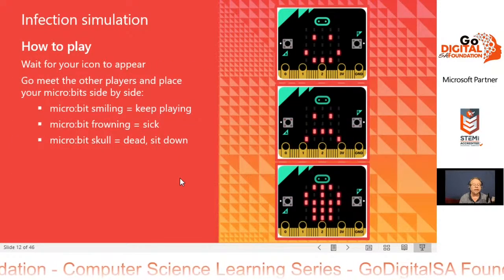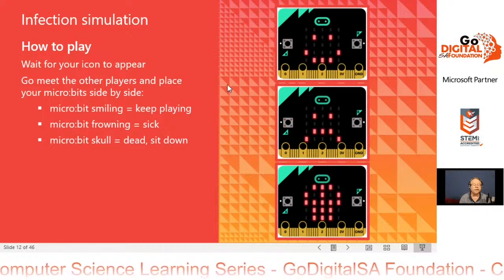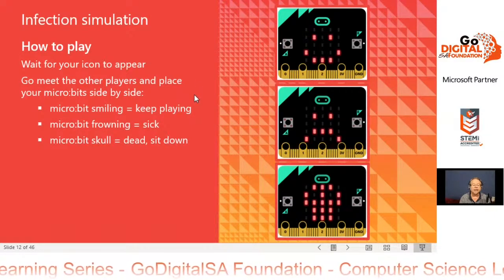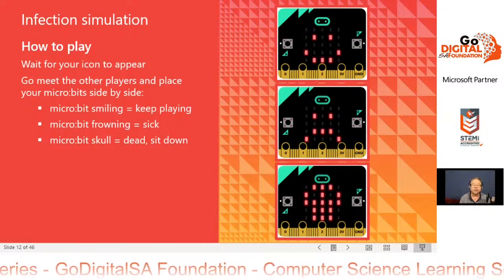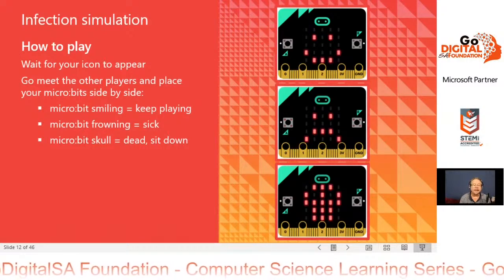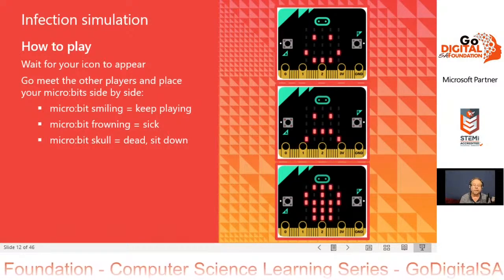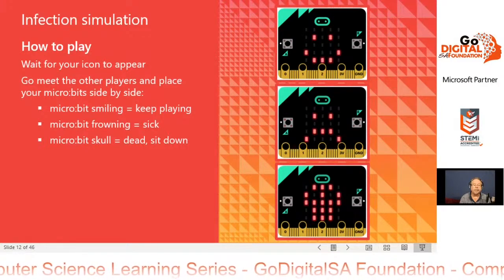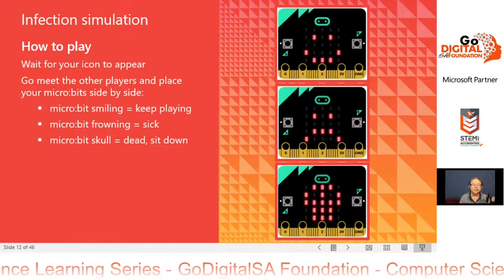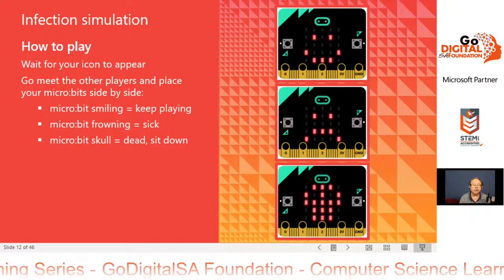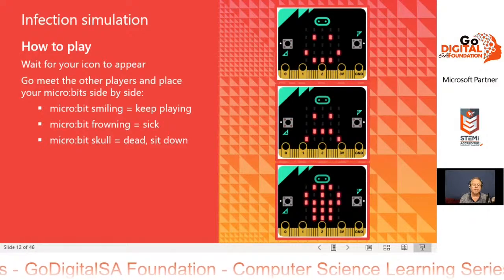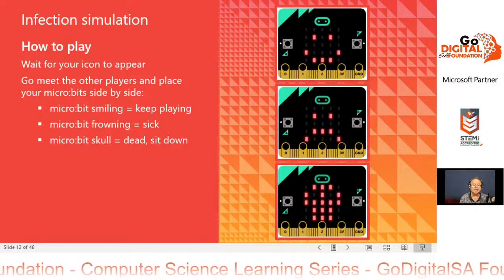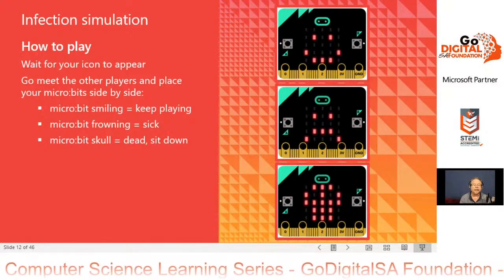Okay, so how to play? You wait for an icon to appear, then you go meet the other players and place your microbits side by side. So we have to start with all the microbits far away from each other. And then we move around carrying the microbits, and when an uninfected microbit approaches the infected microbit, it will receive the radio message telling it that it's now infected.